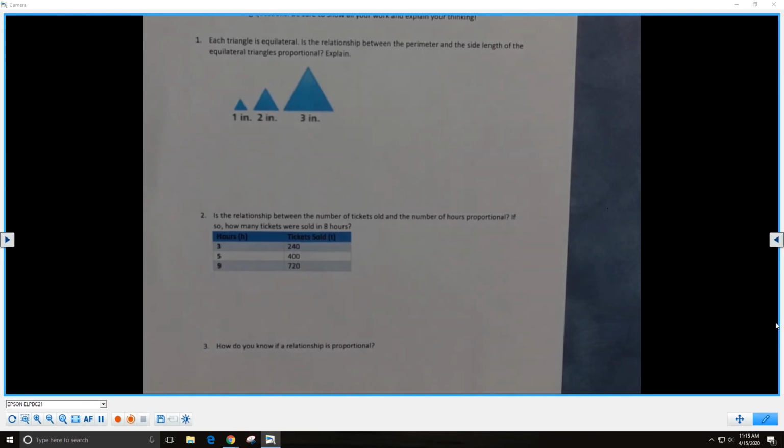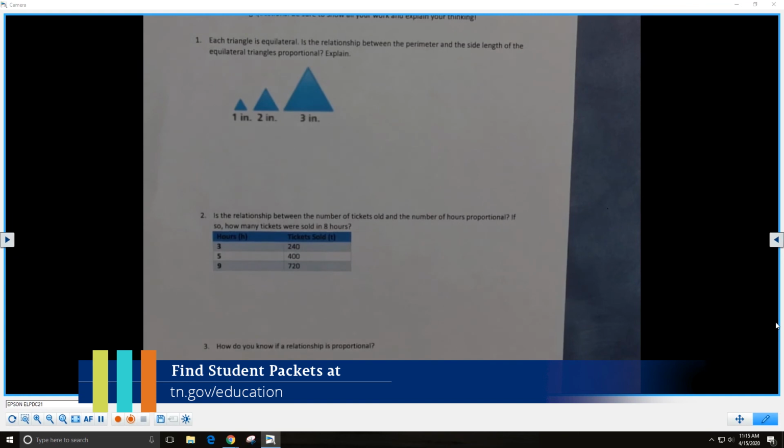After the video, you will have some problems to practice on your own. I'm going to show you the independent practice problems now. Here they are. Or you can find them in the student practice for this lesson posted on the website www.tn.gov/education. Good luck and do your best.